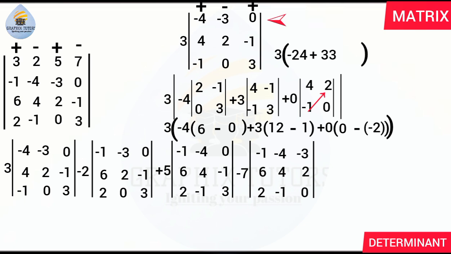0 minus 2, that is 0 plus 2, will give you 2. 2 times 0 is 0. I'll put 0 here. All together, if I break it down, minus 24 plus 33 plus 0 will give you 9. Then 9 times 3 will give you 27.